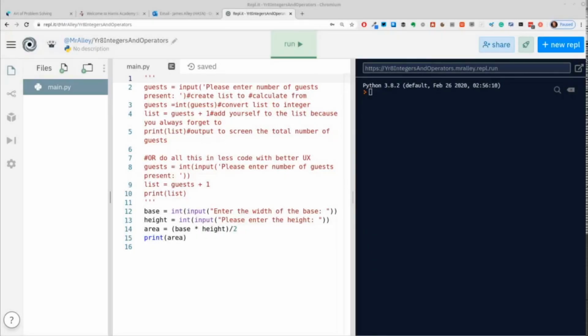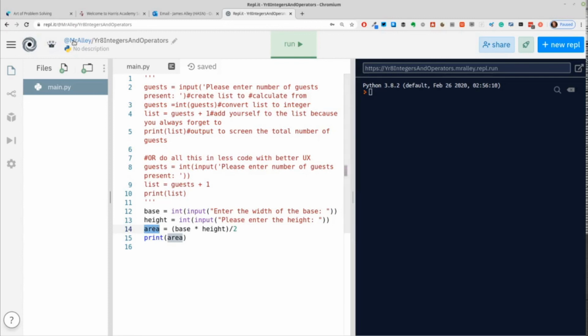Okay, so coming back here to the year 8 integers and operators, as you can see up here, I would like you to go away, take my triangle code, and create a different mathematical formula, one that you find difficult to remember, one that you find interesting, or something like that. So you have a first variable, a second variable, and then it calculates another variable by a mathematical formula.